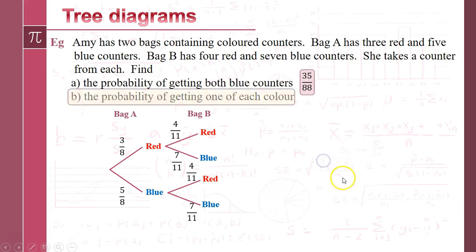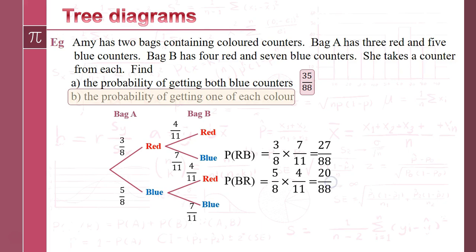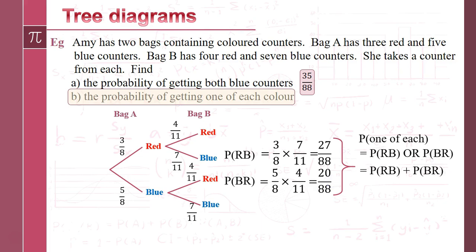On part B, we've got probability of getting one of each colour, so that could be that one there, red, blue, or it could be blue, red. And again, do the multiplying, so we can multiply along the branches, so we get those two calculations. And then finally, we've got to do some adding at the end, because one of each is probability of red, blue, or probability of getting blue, red. So there's an OR going on now, which means we're adding. And so we add them two together, and there we go. There's our 47/88.